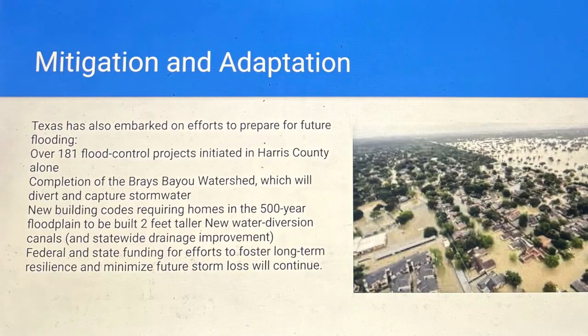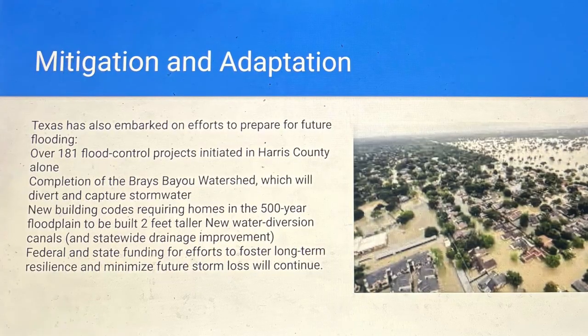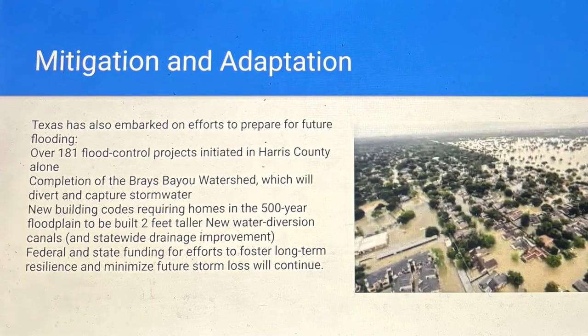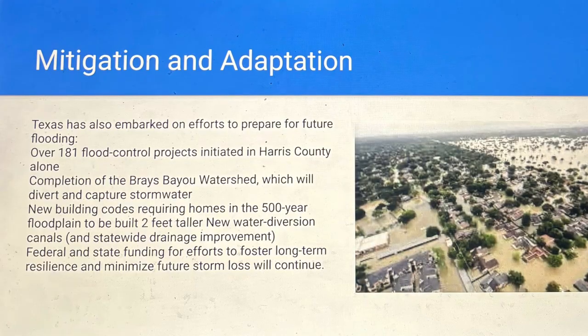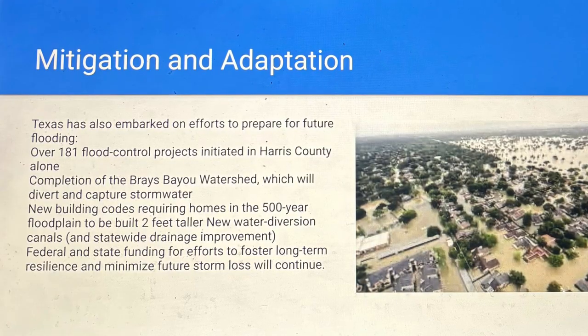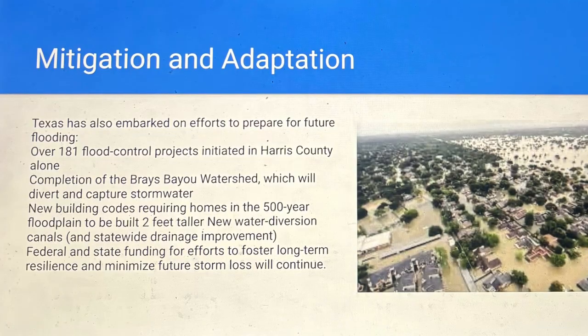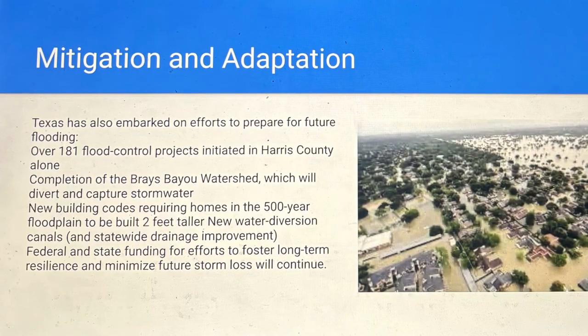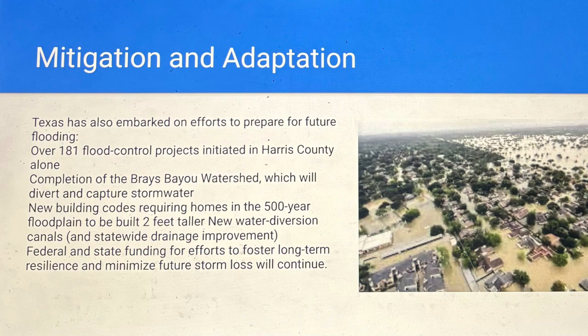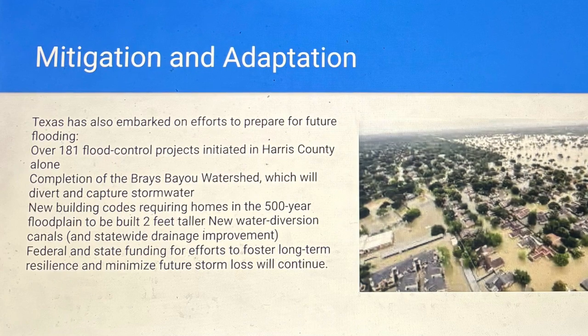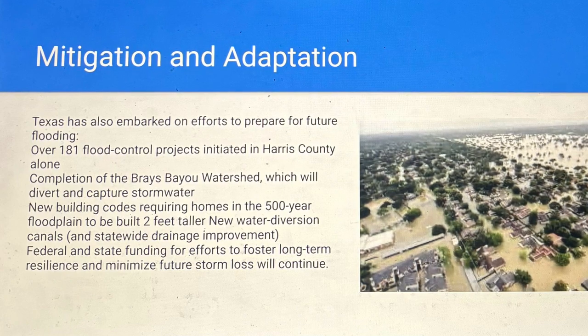There were new building codes requiring homes in the 500-year flood plain to be built 2 feet taller to hopefully prevent as many people from losing their houses if another hurricane like this happens again. And then federal and state funding for efforts to foster long-term resilience and minimize future storm loss will continue.